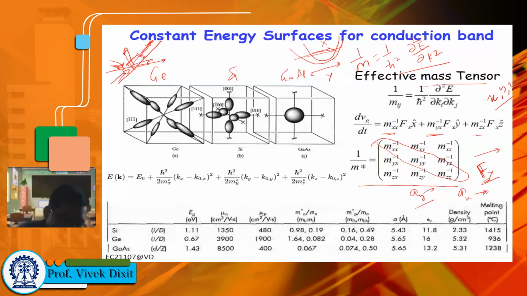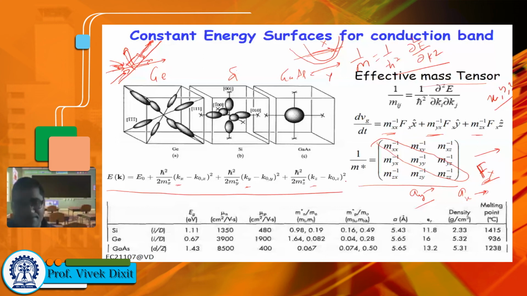For example, you have this E-k diagram. So you can write E(k) is E0 plus h bar square (kx minus k0x) square by 2m. So you can write it for 3D. So if your x, y, z directions are the same as this direction here, you can calculate the effective mass tensor, and it will have only diagonal elements.